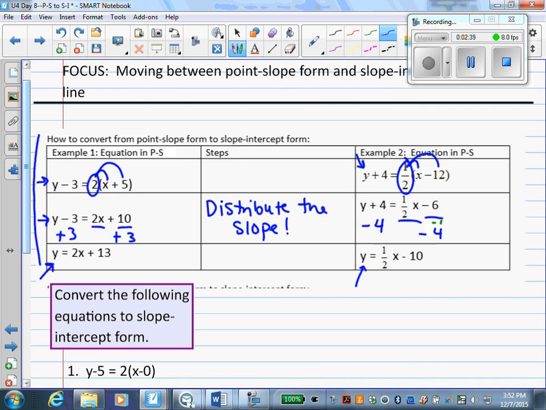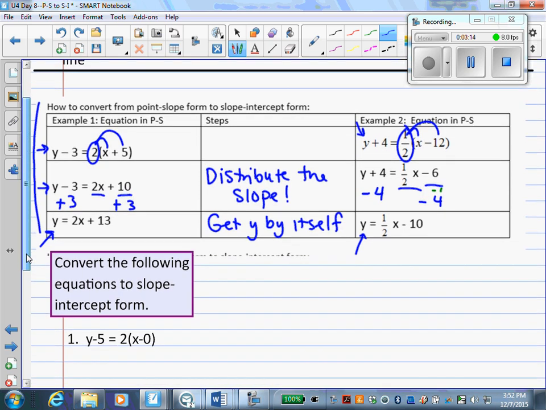So to summarize what was done on that second row to get to the third row, we could say in the middle here, we had to get y by itself. In some cases you'll add, in some cases you'll subtract, depending on what the equation looks like. When it's y minus 3, you have to add 3. When it's y plus 4, you have to subtract 4. You do whatever you need to do to get y by itself. So those are the two main steps we follow to go from point-slope form to slope-intercept form. It's really easy once you practice a few times.